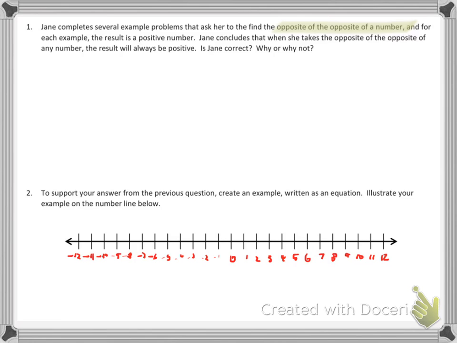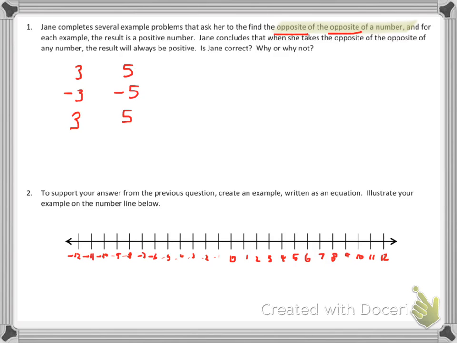a couple of examples. Let's take maybe the number 3. If we start with the number 3, we want to find the opposite of that number first. So the opposite of 3 is negative 3. And then we want to find the opposite of the opposite. So the opposite of negative 3 then is positive 3. So looks like Jane might be right. Let's try 5. The opposite of 5 is negative 5. And the opposite of the opposite is positive 5. So far, Jane is right.